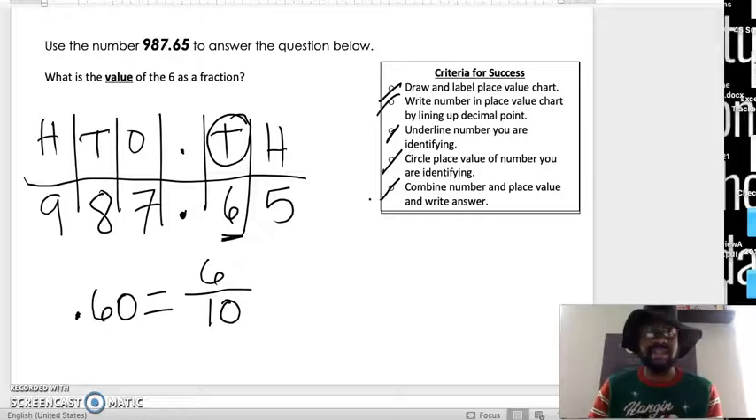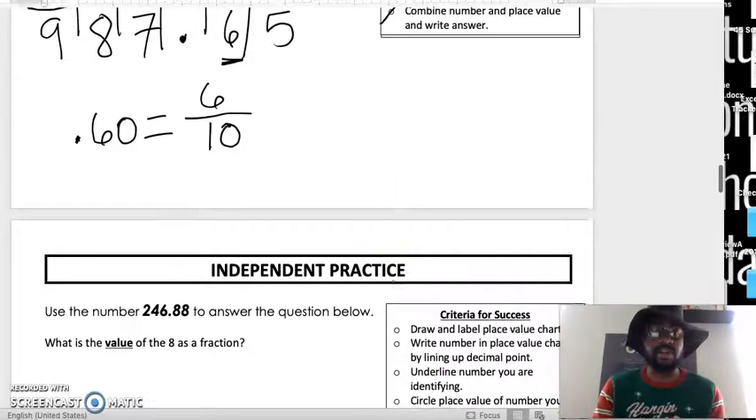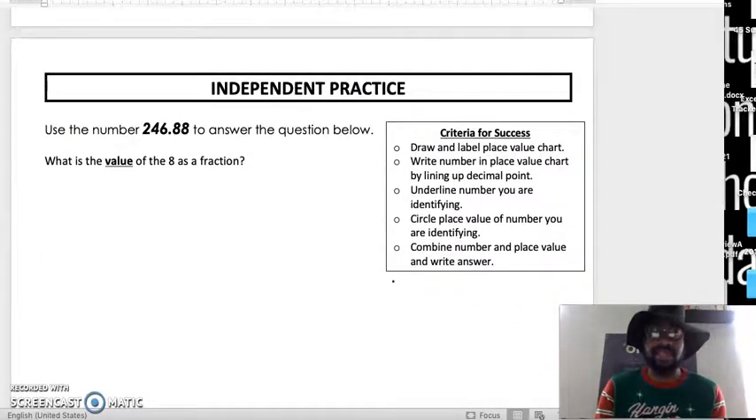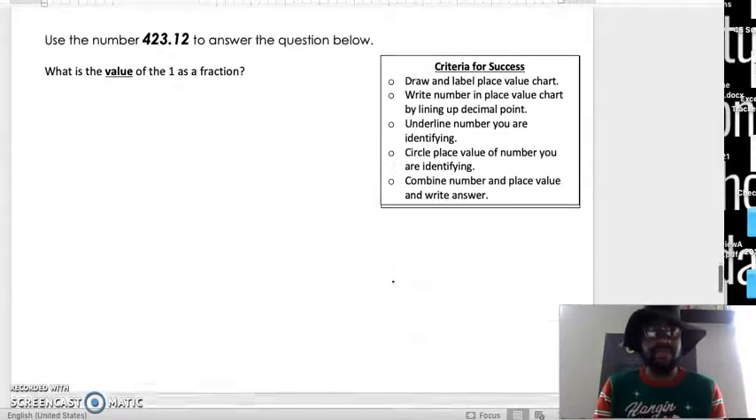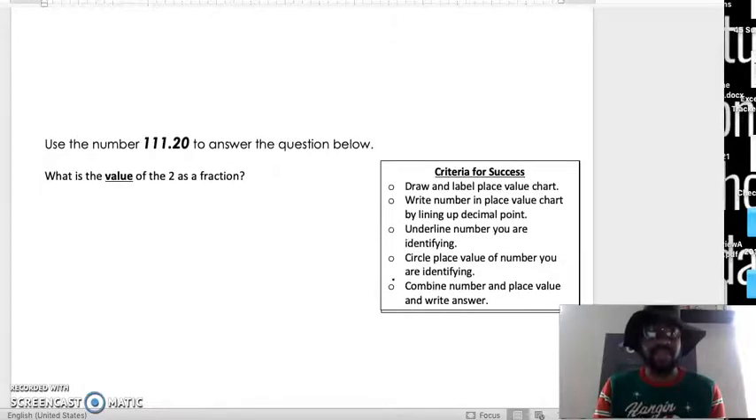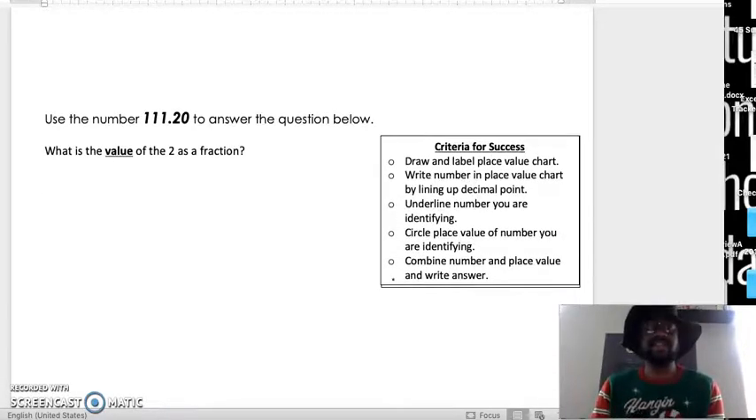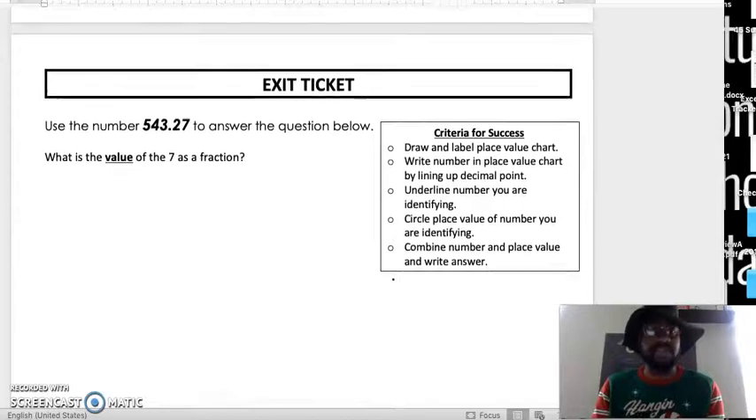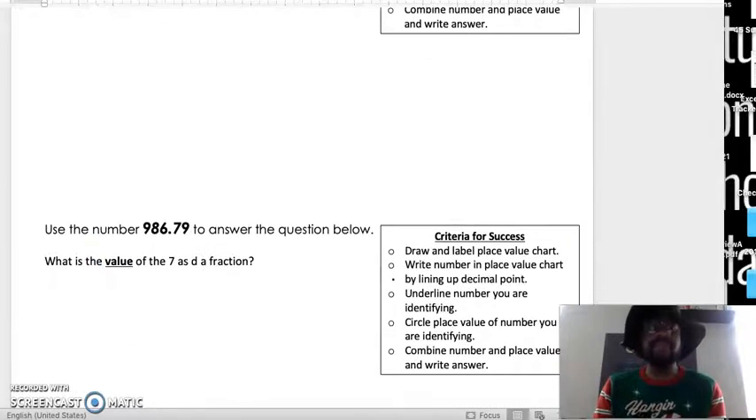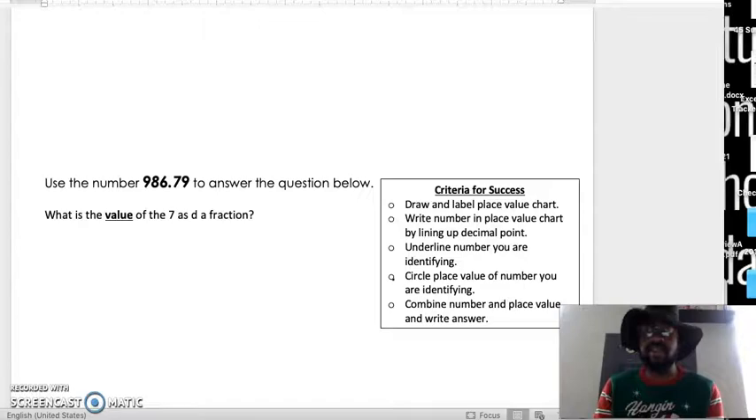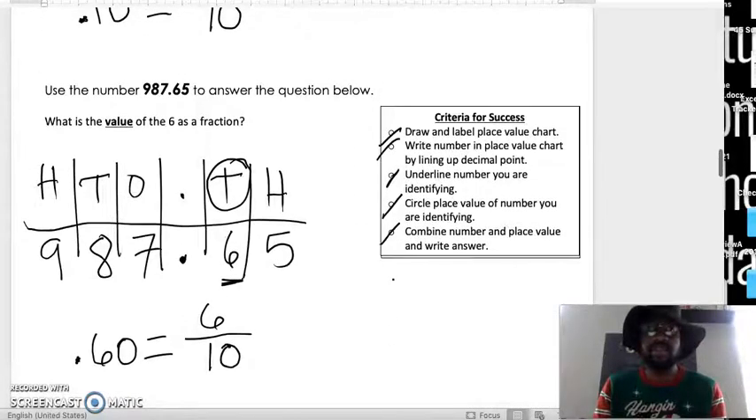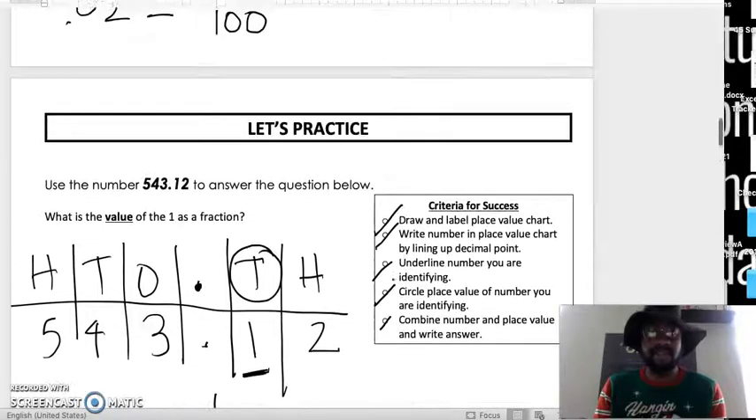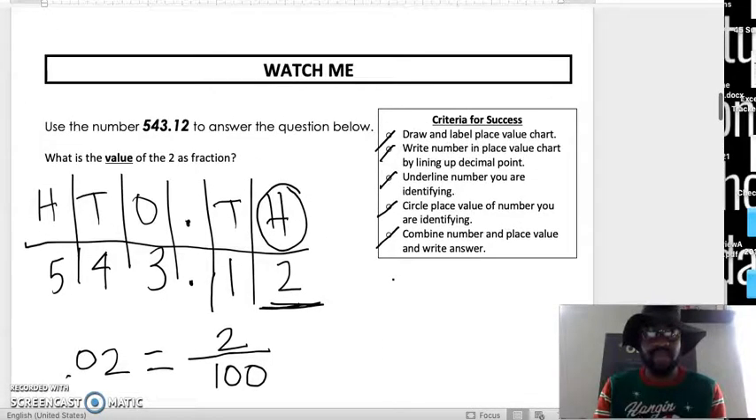You are going to do that same strategy for your independent practice problems. So you're going to go through each one using the steps to answer your independent practice problems so that you can practice until you get to your exit ticket. You are going to answer your exit ticket problems. Please remember to click submit so that you can turn in your assignment. Make sure that you are using the criteria for success to help you answer each question.